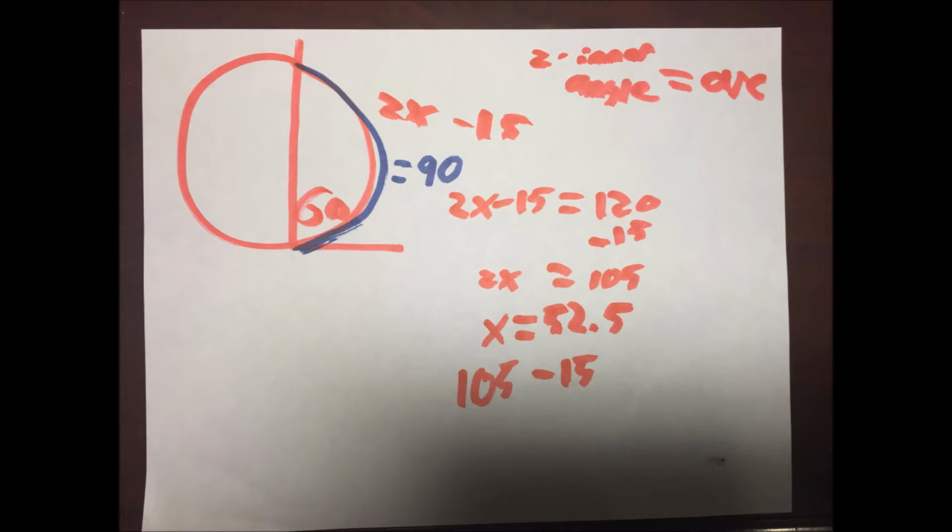Now we have to input that to get the arc. It will end up being 105 minus 15. That will equal 90. That is our answer.